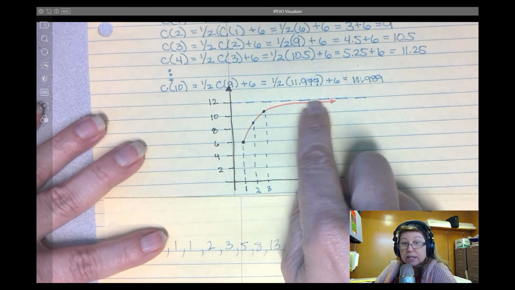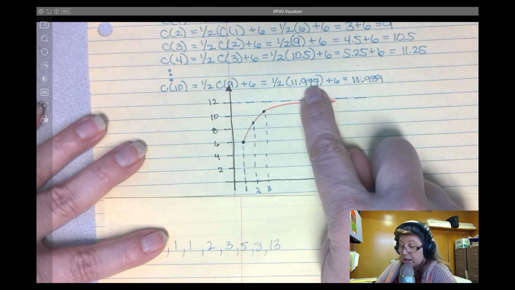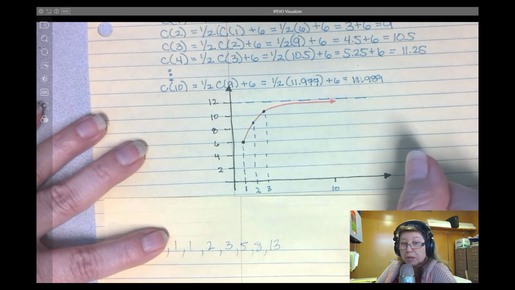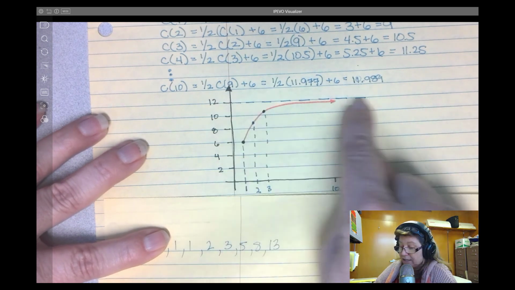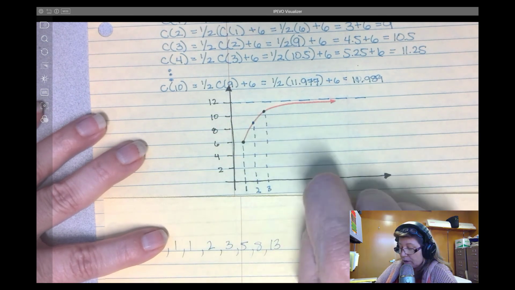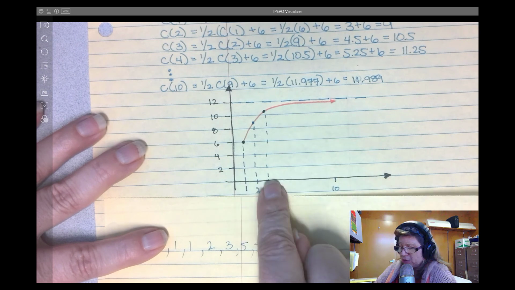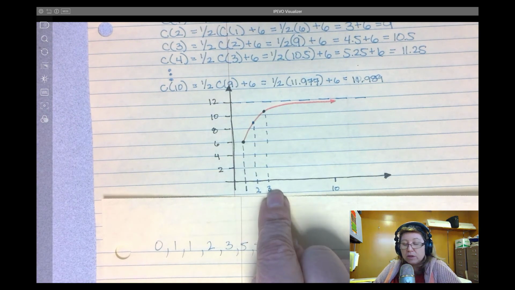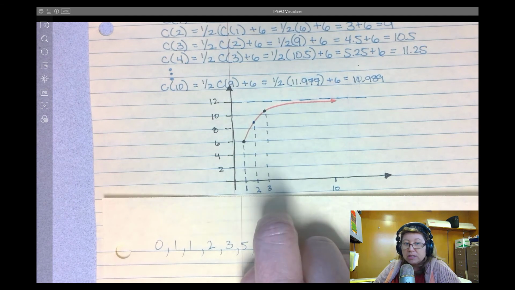And when you graph this, your max reaches really nearly 12, but it doesn't hit 12. The number before it was 11.977. The next number is 11.989. The next number will be smaller and smaller until you hit this line of 12 and you won't go past it. Okay, so that's the graph of it. And I just graphed a few, 1, 2, 3 for the days, just to show you where it was on the graph.